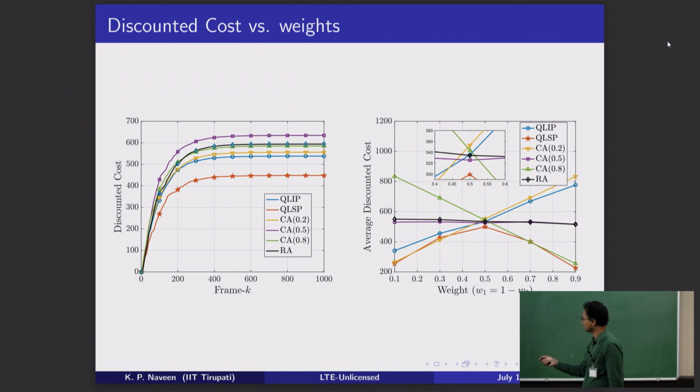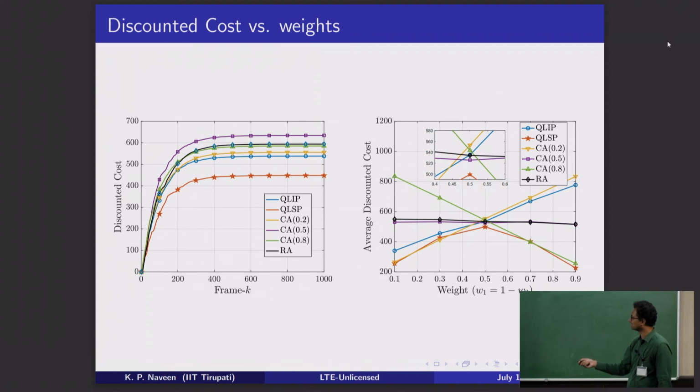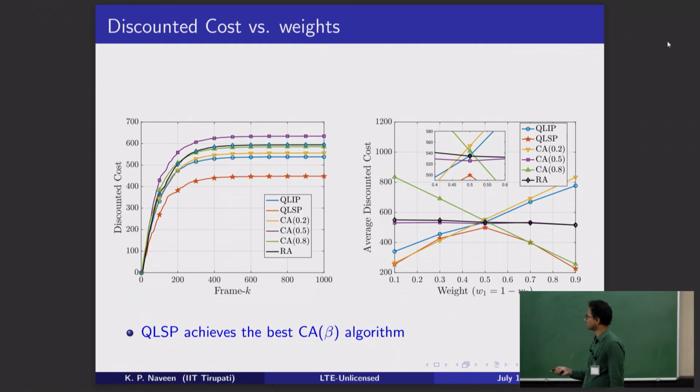There are other settings also that we have seen. For instance, here I am varying the weights. As we vary the weights, you see that the blue algorithm, QLIP, is only good in some regime, but the red algorithm, the steady phase algorithm, is doing the best of all the policies. It is able to study which is the best heuristic and trace that best policy, achieving the best CA beta algorithm.